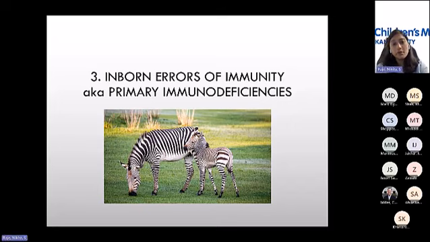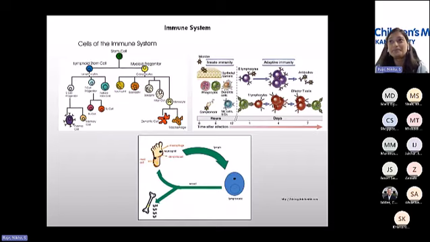But the topic of our talk today is IEIs, inborn errors of immunity, which is the newer name for primary immunodeficiencies. And as we know, these are zebras, but we are in the field where we should be thinking of zebras more often than not. So let's get started on talking about these IEIs.